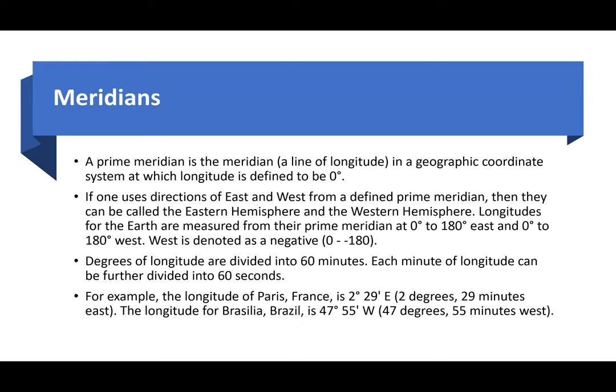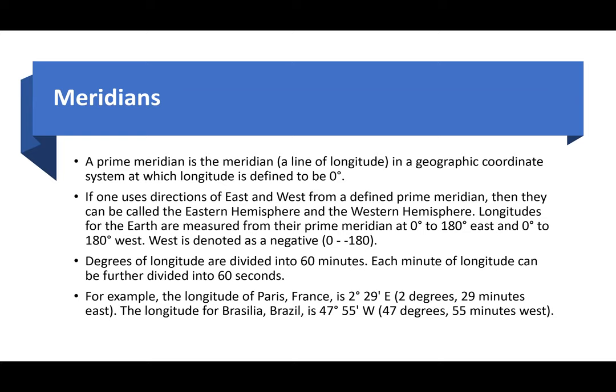Now on to meridians. So the prime meridian is the meridian, a line of longitude in a geographic coordinate system at which longitude is defined to be zero. Just like we were talking about with parallels, you do the same with meridians. If one uses directions of east and west from a defined prime meridian, then they can be called the eastern hemisphere and western hemisphere. Longitudes for the Earth are measured from their prime meridian at 0 to 180 east and 0 to 180 west. West is denoted as a negative.